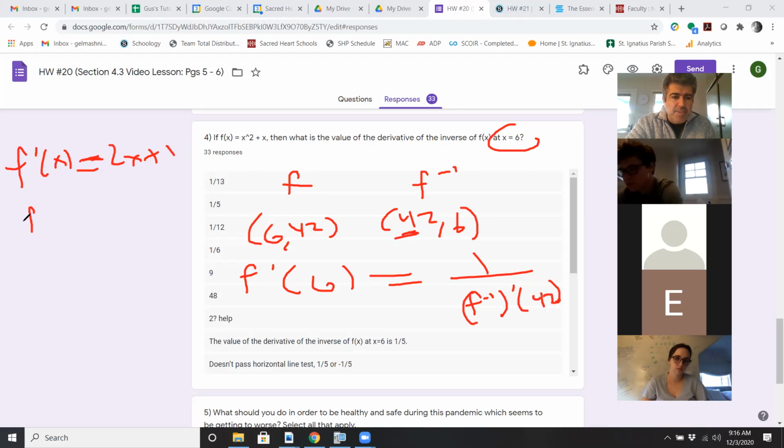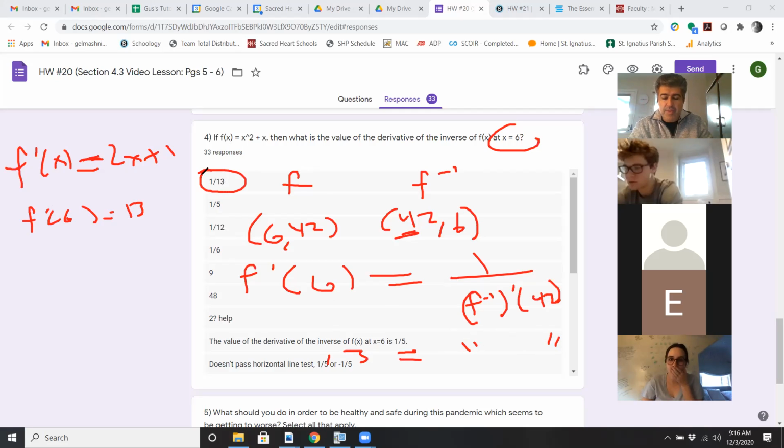Well, f prime of 6 is easy. That's 13. So 13 equals this junk here. So my derivative of my inverse is going to be 1/13. So if you put 1/13, that is correct. 1/13 is the correct answer. We're going to try this again. We're going to look at the homework a few times so you guys finally get it.